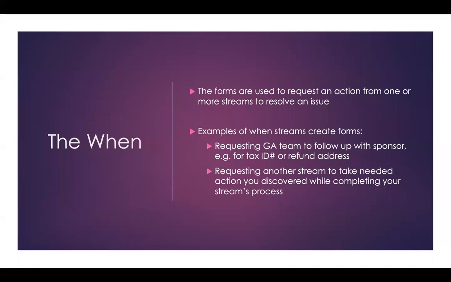These forms are used to request an action from one or more streams to resolve an issue. Though they were originally created by the grant analyst team, they're used whenever two teams need to communicate and request work from another team. An example of when a stream might create a form: you might be reaching out to the grant analyst team asking us to follow up with a sponsor. For example, if you're setting up a new budget and you need the tax ID number, or you're closing out a budget and need the correct address to send a refund.